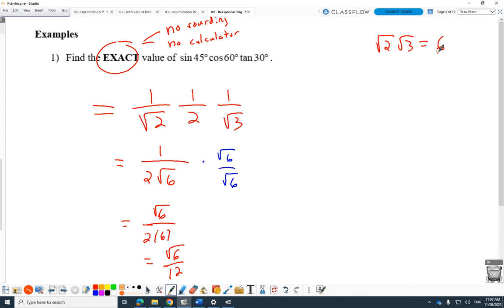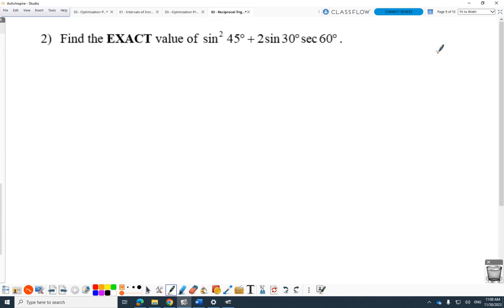Well, if you understood that, question 2, which might have intimidated you at the start of the class, should be like, oh, that's no problem. Yeah, when we look at it. It says sine squared 45 plus 2 sine 30 secant 60. The only thing I got to show you here is what sine squared 45 means. Mathematicians got lazy, and now you got to pay the penalty. They got tired of writing this.